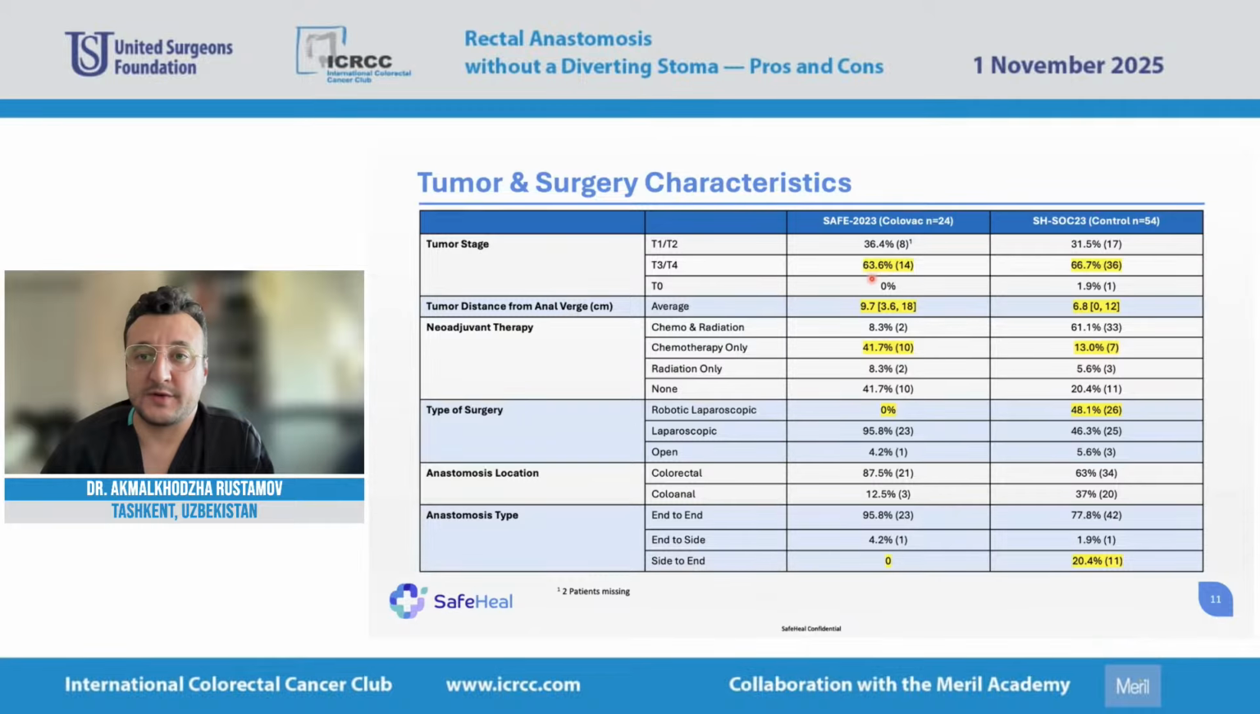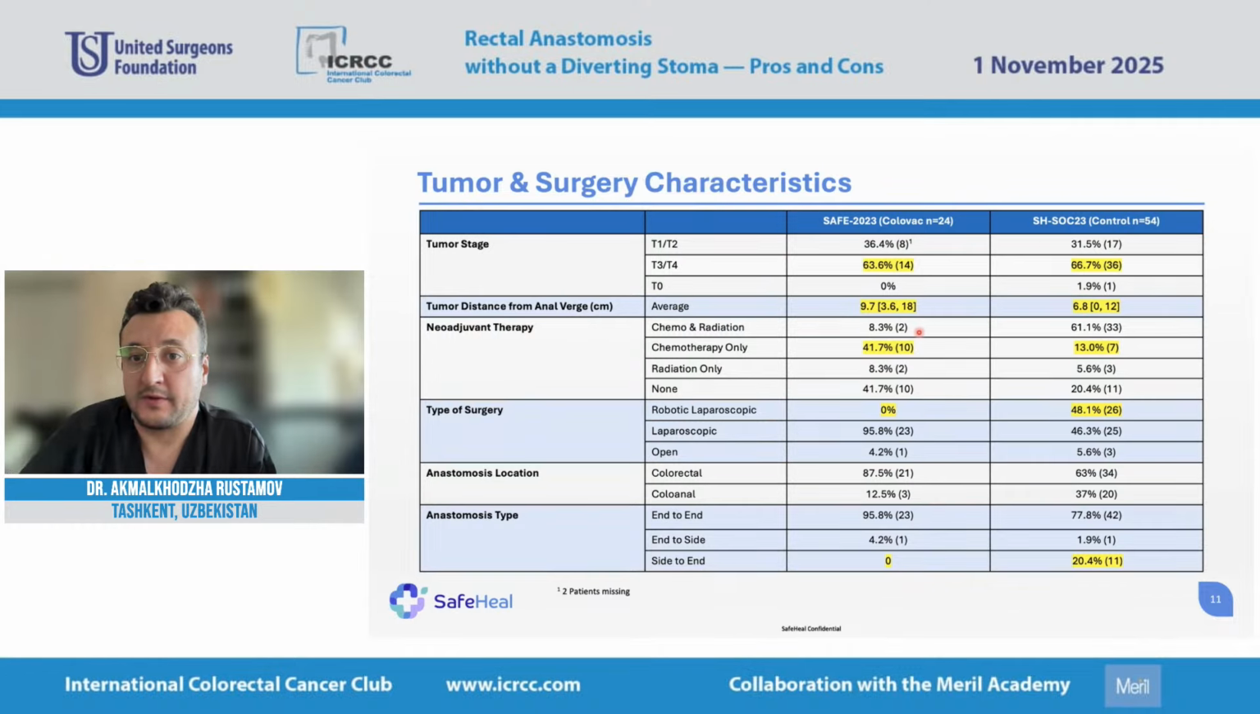This table summarizes tumor and surgical details for both the ColoVac and control groups. Most patients had locally advanced disease, T3 or T4 tumors, representing about 64% in the ColoVac group and 67% in the control group. The average tumor distance from the anal verge was slightly higher in ColoVac patients, around 9 centimeters versus 6.8 centimeters in the control group.